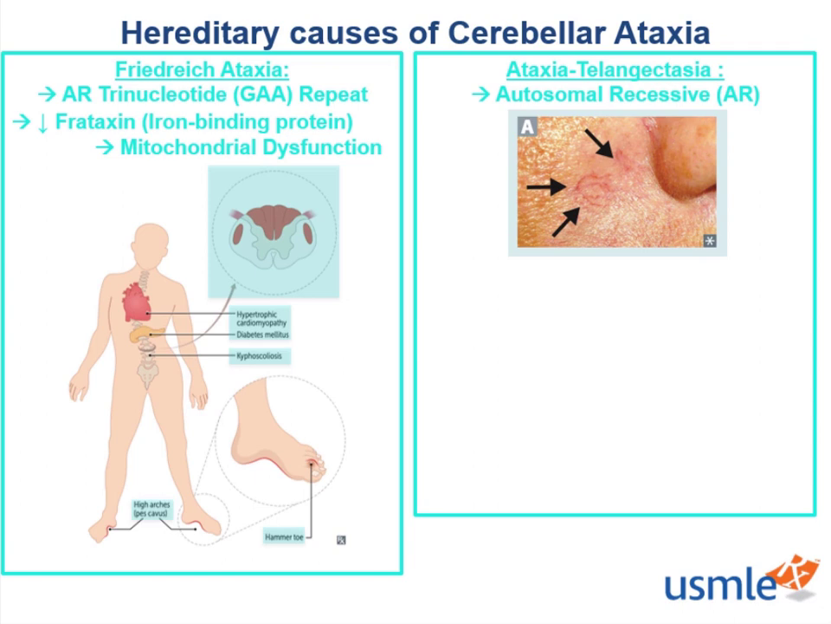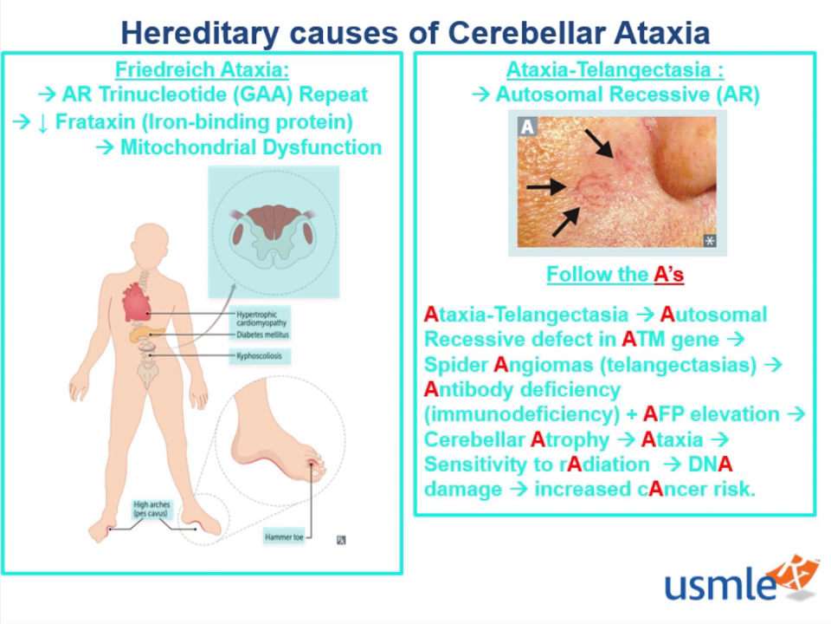The second hereditary ataxia to know is ataxia telangiectasia, an autosomal recessive disease with the perfect name as the image shows telangiectasias, or small dilated capillaries. This is an A disease, as ataxia telangiectasia is an autosomal recessive disease due to a defect in the ATM gene that causes spider angiomas, antibody deficiencies leading to immunodeficiency, characteristic AFP elevations, cerebellar atrophy, ataxia, sensitivity to radiation, DNA damage, and an increased cancer risk.